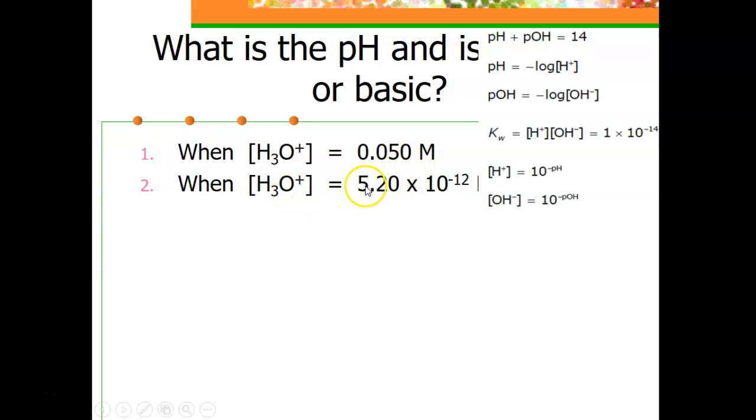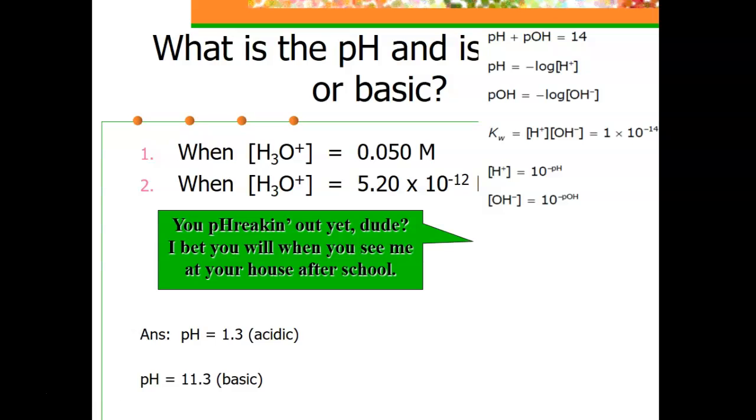The second one, you're going to do the same way, negative log 5.2, but you're going to put second comma, negative 12, and then get your answer. So the first question, your pH was at 1.3, and it said, is it acidic or basic? And it is acidic. The second one, you should have had 11.3. 11.3 on the pH scale is a base. Anything higher than 7 is a base. Anything lower than 7 is an acid. And a perfect 7 is neutral.